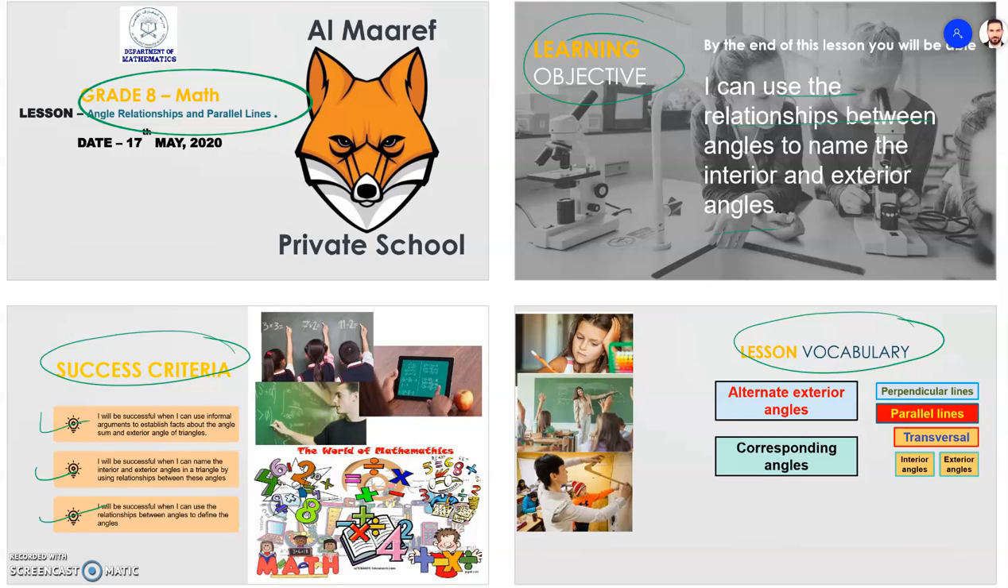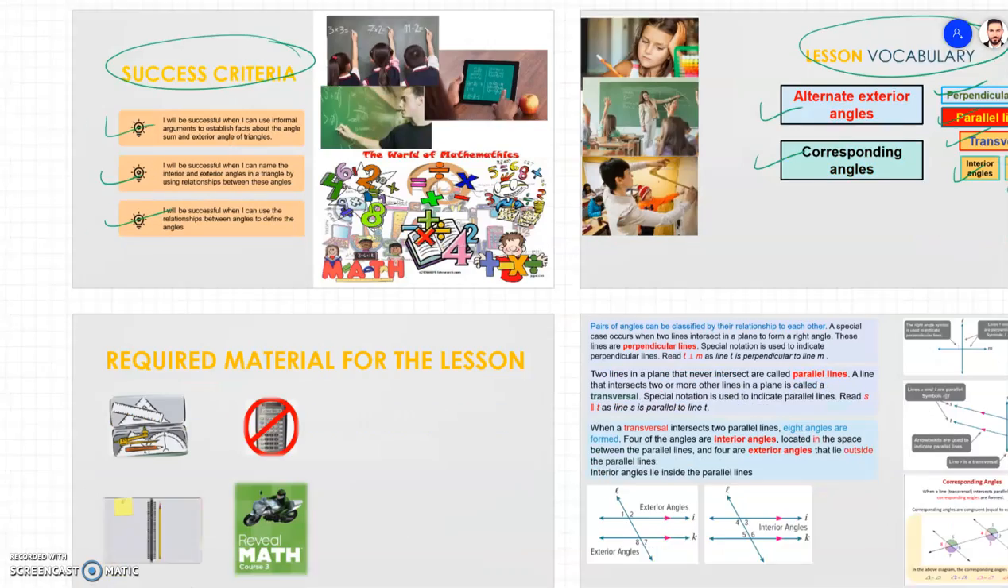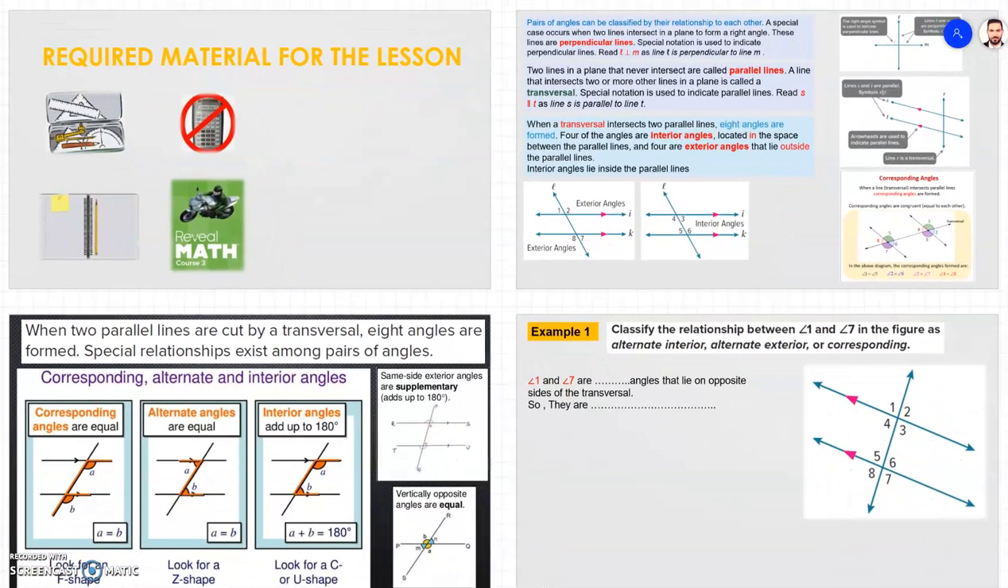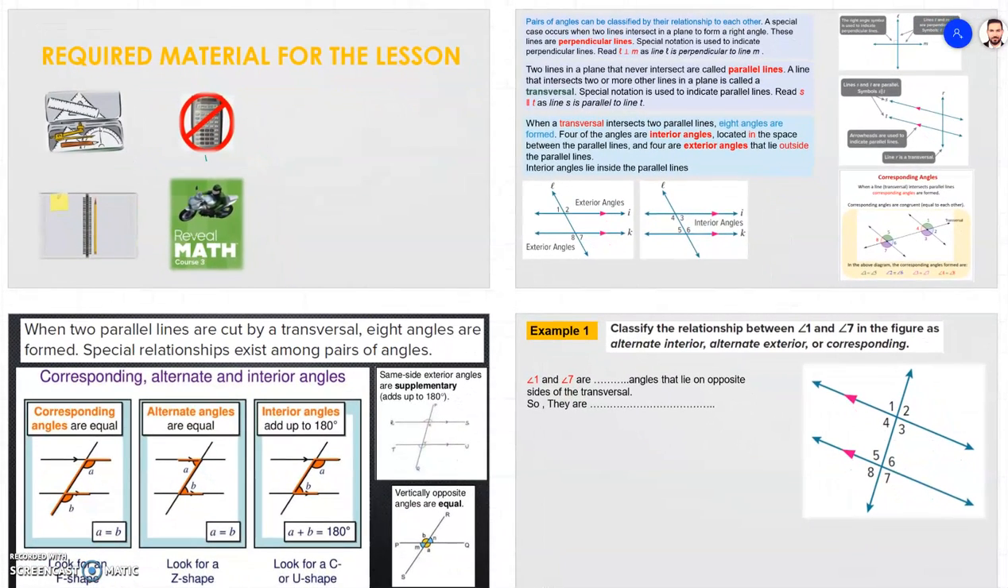Your vocabulary for this week: alternate angles, alternate exterior angles, corresponding angles, perpendicular lines, parallel lines, transversal, interior angles, exterior angles. And I will let you know each one of these words. Our required materials for this week: a calculator is not allowed as usual; your textbook, your notebook, your geometric tools.